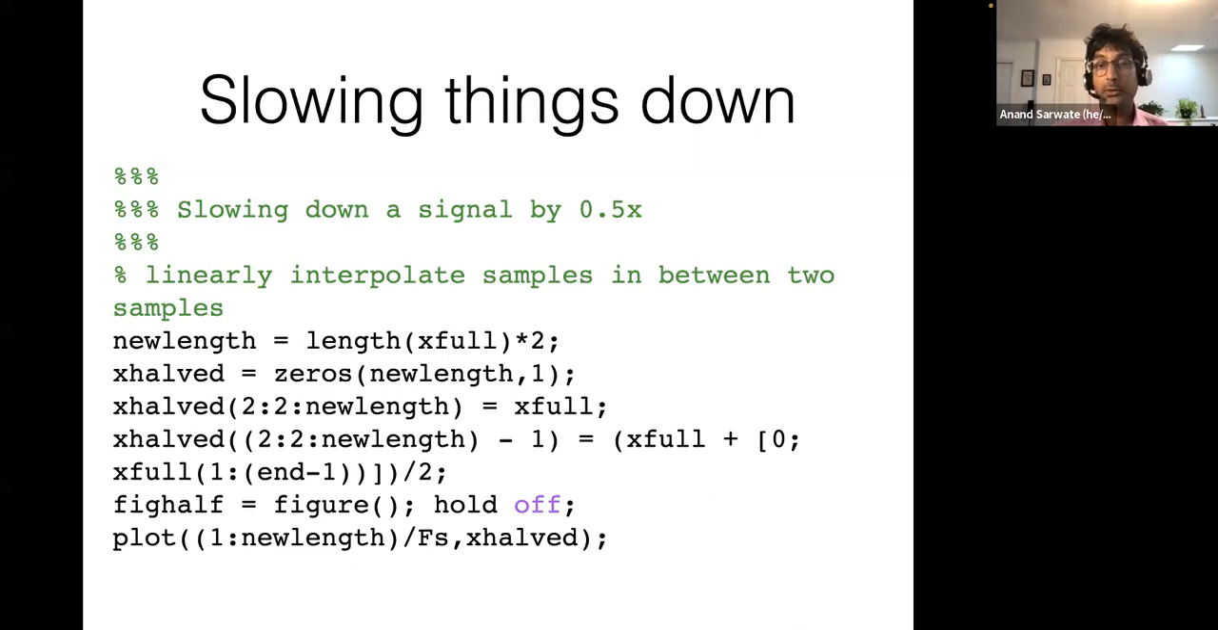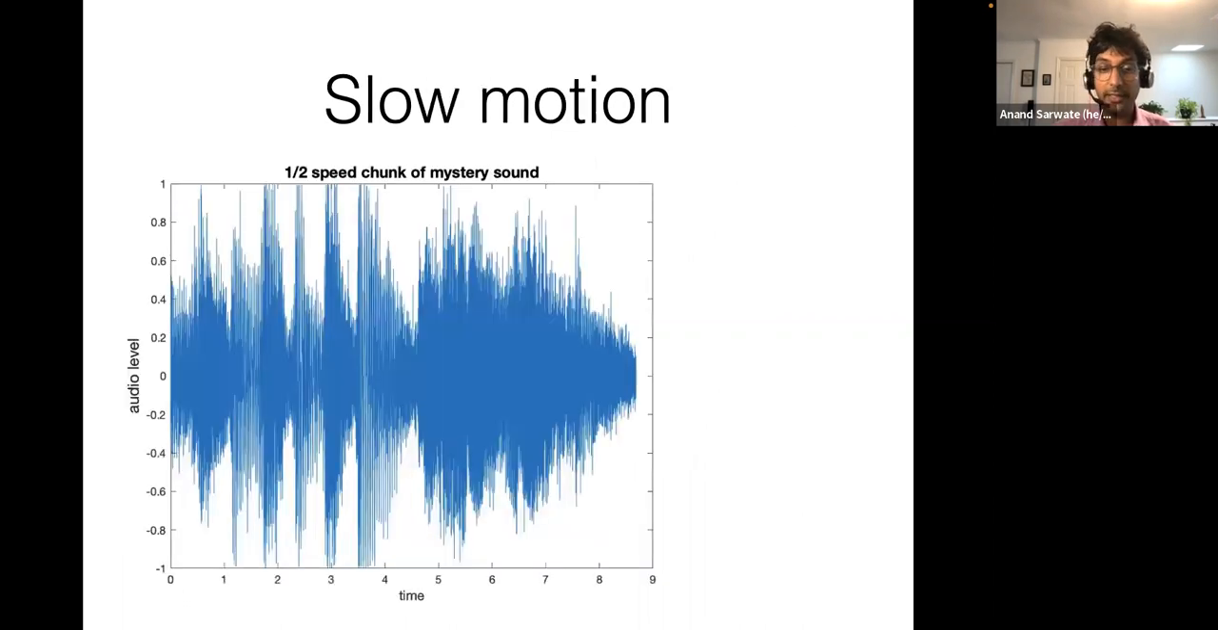So here's some code to do that. If you do that, it should sound quite a bit slower. Let's see what it looks like. Indeed, it was 4 and change seconds long. Now it's 8 and change seconds long, and it will sound pretty languid.